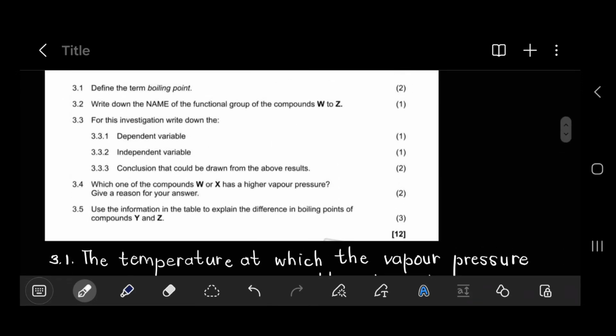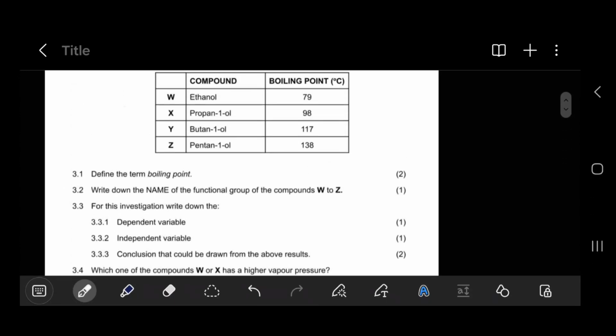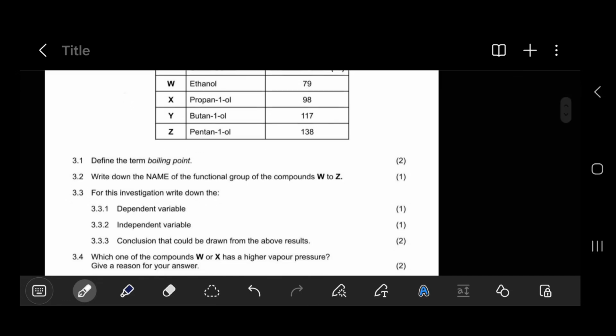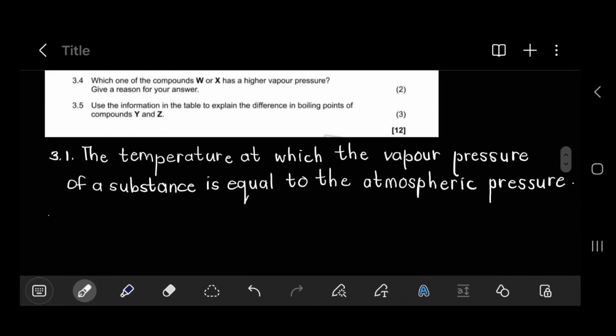Now 3.2 says write down the name of the functional group of the compounds W to Z. So we've already identified these as belonging to alcohols, and we know that the name of the functional group of alcohols is the hydroxyl group. So 3.2 is hydroxyl group. So that is the OH that it contains as the functional group.